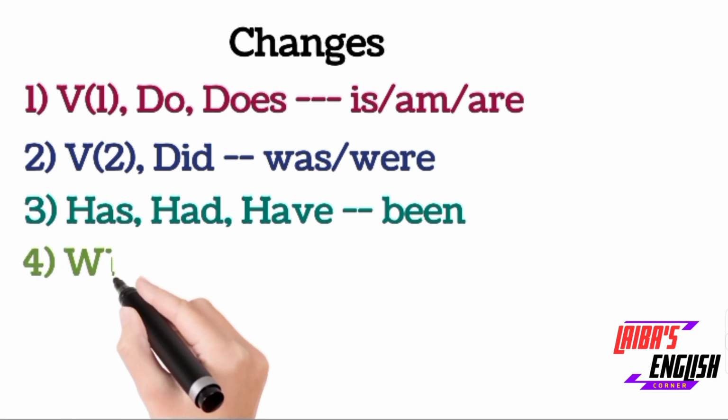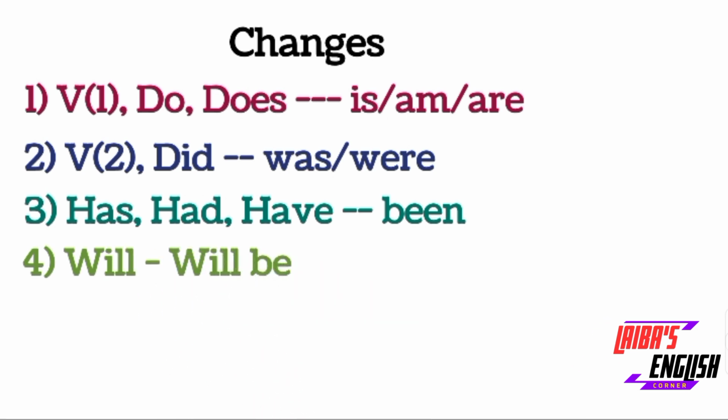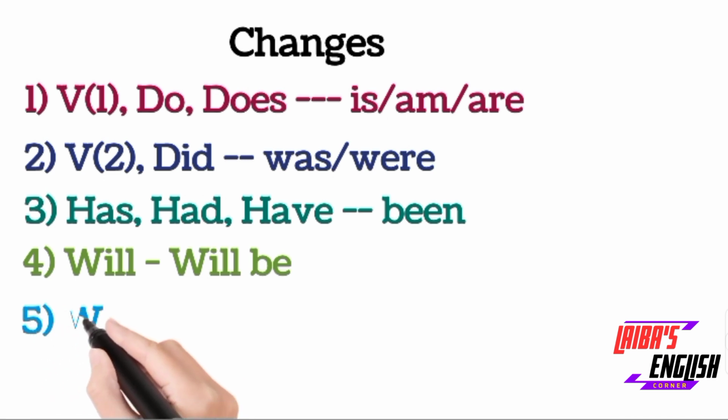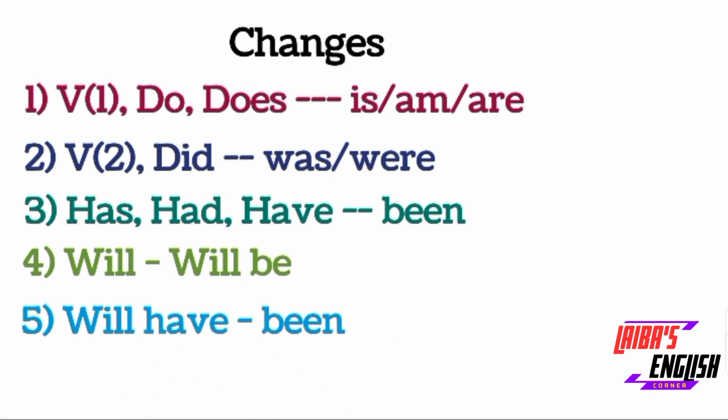Fourth rule is that whenever there is will, when we change from active to passive, we will use it like that: will to will be. Fifth is that whenever there is will have, we will change it into will have been. And the last one is that whenever there is a continuous tense, I mean whenever there is ing, we will change it into being. So these are only six common rules which we have to use in changing a sentence from active to passive or passive to active.